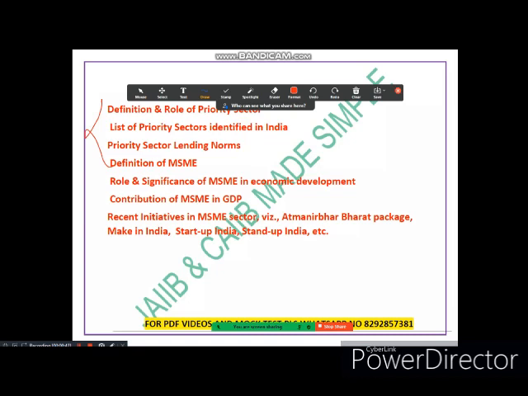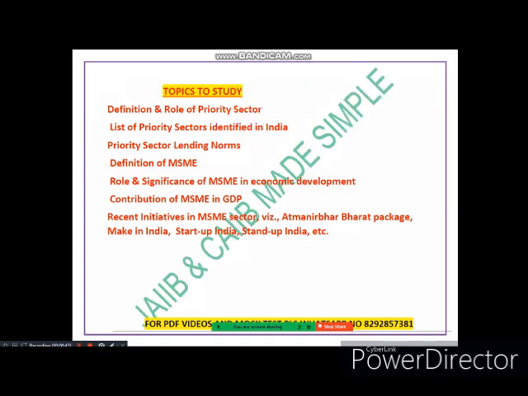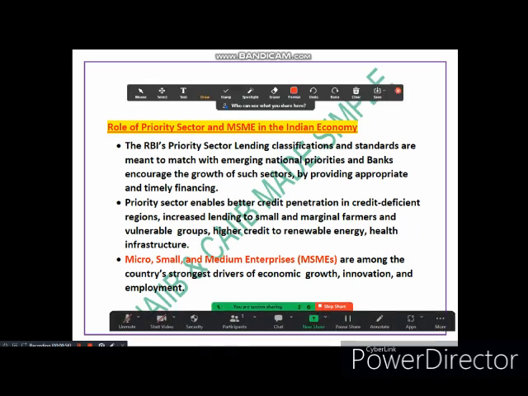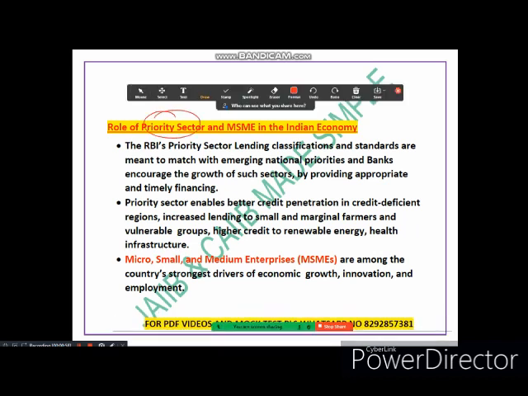So let's begin our discussion with the first topic, that is role of priority sector and MSME in the Indian economy. So friends, RBI has defined certain sectors as priority sectors, right? So this is done by whom? This is done by RBI. Okay. So based on the country need and priority, this sector includes agriculture and small business and education.